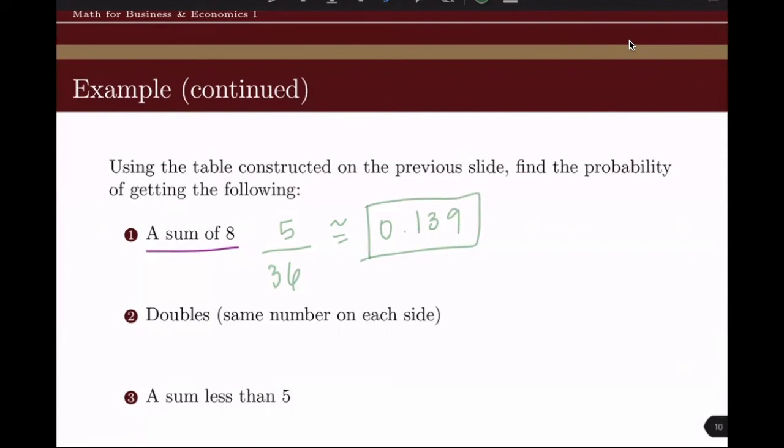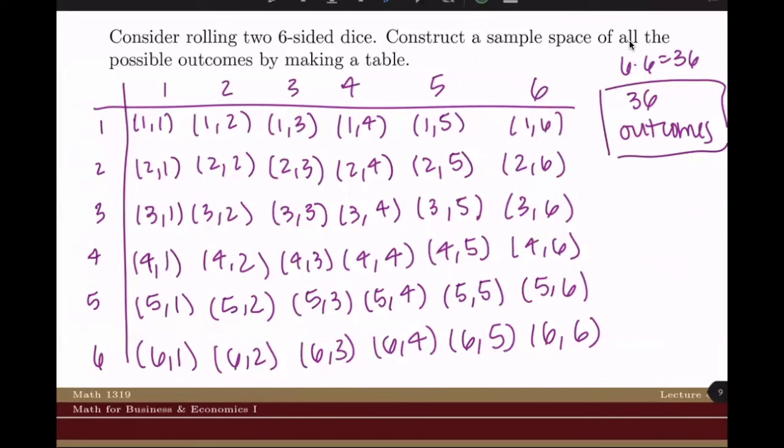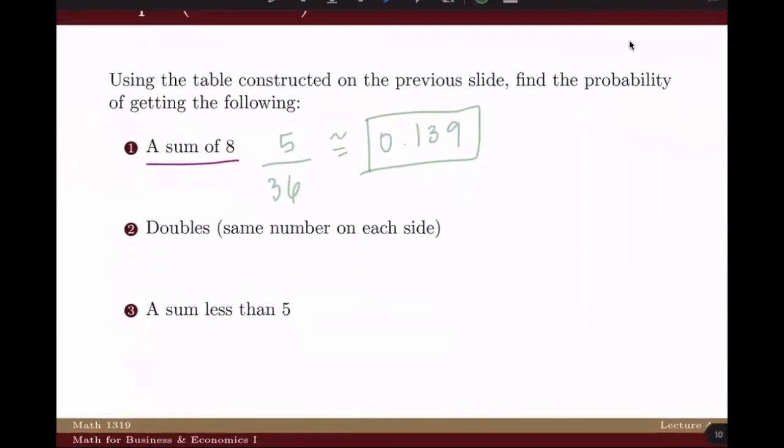Next, let's figure out the probability of getting doubles, or the same number on each side. Looking back up here at our table, we can see that the doubles go along this diagonal here. There are no other doubles across the rest of the table. So we have 1, 2, 3, 4, 5, 6 doubles. So that gives us 6 out of 36, which you could also write as 1/6 or approximately 0.167.